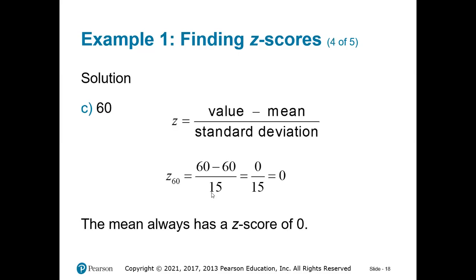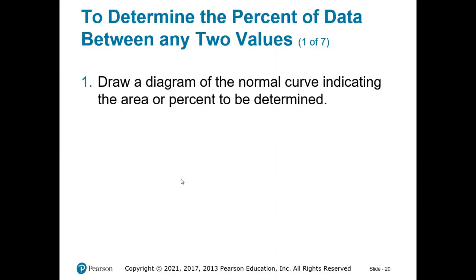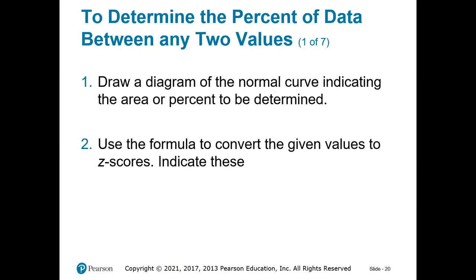Let's go back now to 60. We say 60 has a z-score of 0, and 33 has a z-score of negative 1.8. What does this mean again? Suppose that this 33 is a score of a test of a student. We're going to say that this student scored 1.8 standard deviations below the mean. Is that good or bad? Well, it depends on the context in which you are doing this.